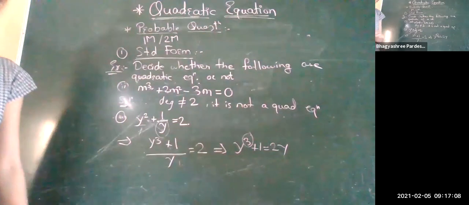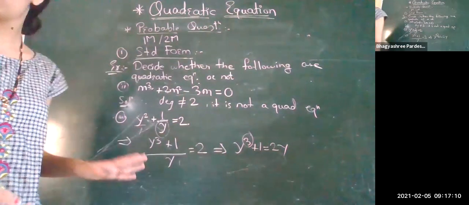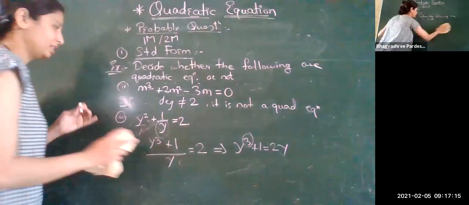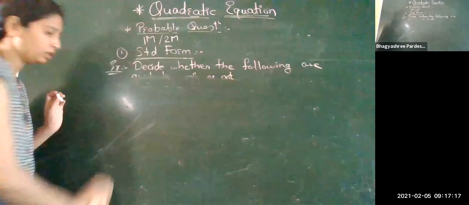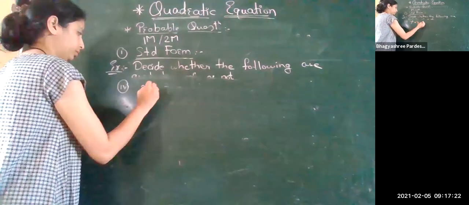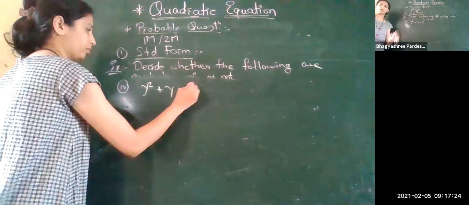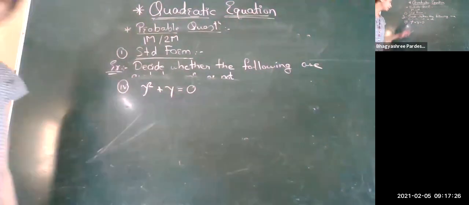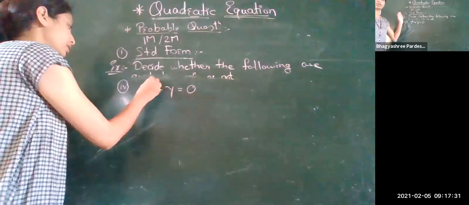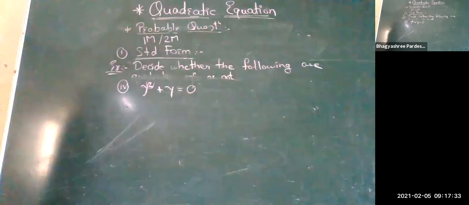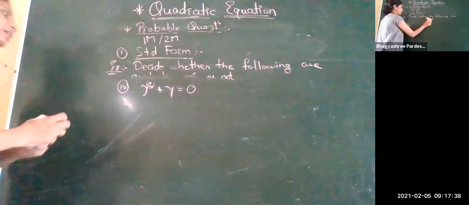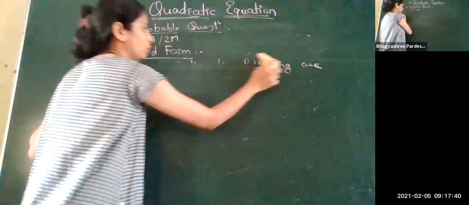Clear? Anyone? Any doubt up to this? So there will be no doubts. Let's take one simple one. Let's move to the next question now. Okay, now whether this is a quadratic equation? Definitely this is a quadratic equation. Since the highest power of y is 2, it is a quadratic equation. So this type of question can be asked for 1 mark. And please do this very well, because here you can easily score the 1 mark.